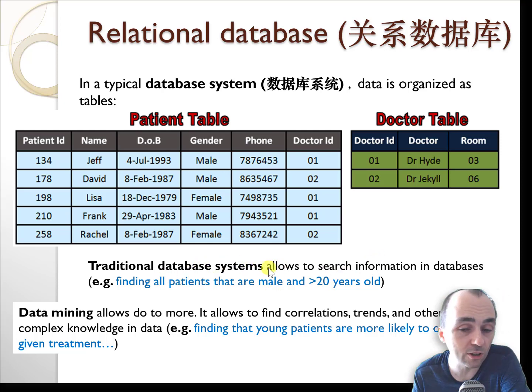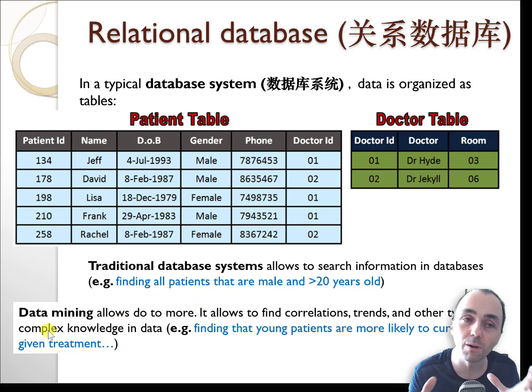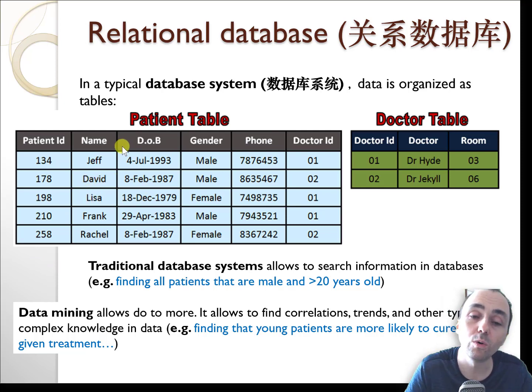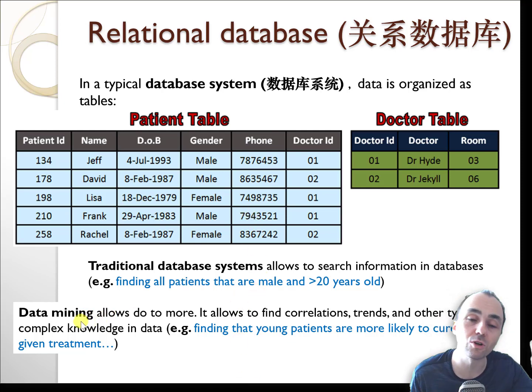In a traditional database system, you can do some query to search. But with data mining, the difference is we want to find something more complex. We want to build some complex model. Maybe from this data, we want to predict who is more likely to die, who we should treat first at the hospital and so on, okay? So data mining is not just about searching for some values in the data, but it is about building models or extracting some more complex information, doing some complicated analysis of your data.